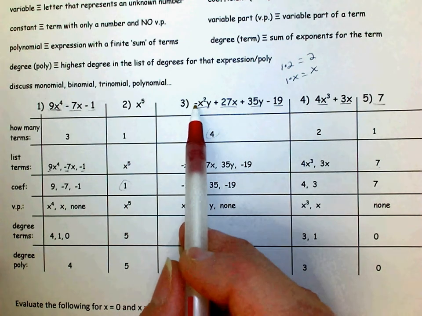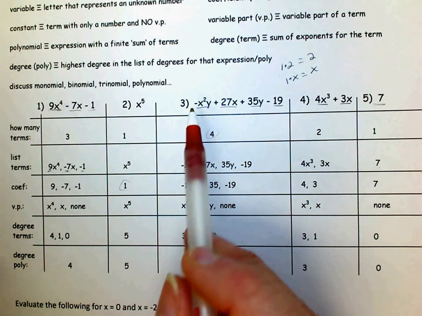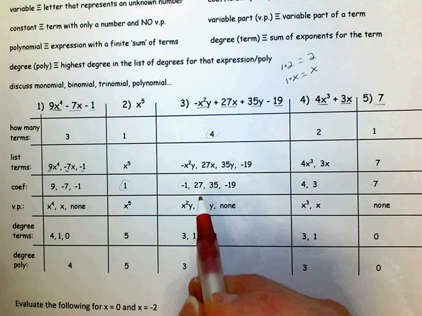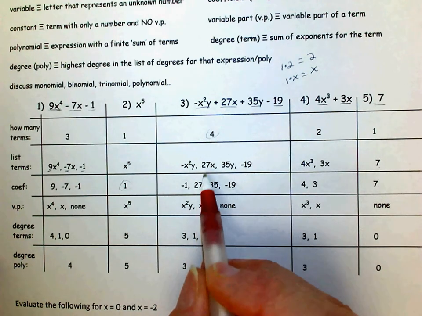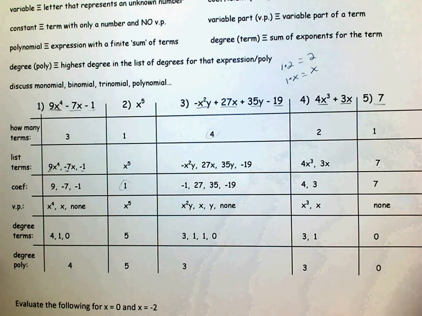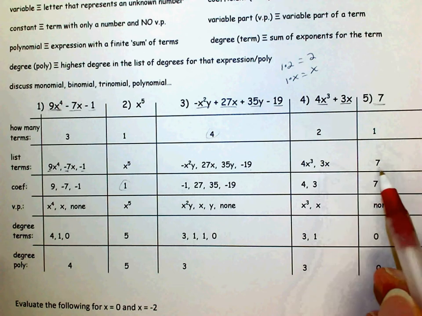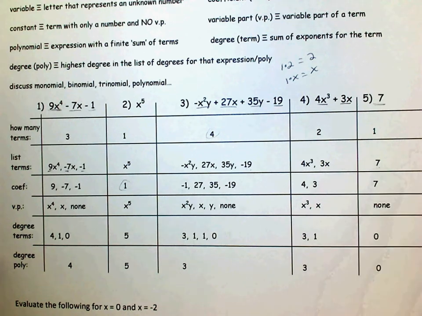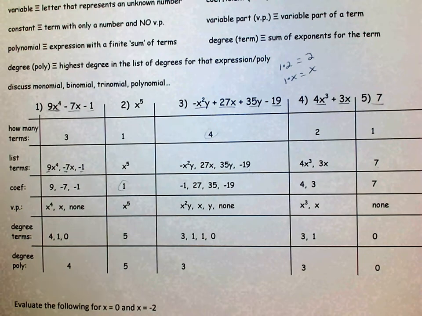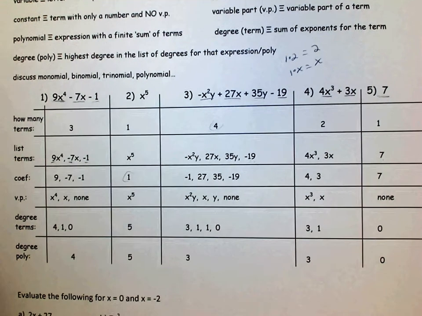So when this is a negative and then an x squared, y, then negative 1. And then 27 and 35 and negative 19. And on number 4, it's 4 and 3. And on number 5, your coefficient is the term. That term is called a constant because there is no variable part on this.